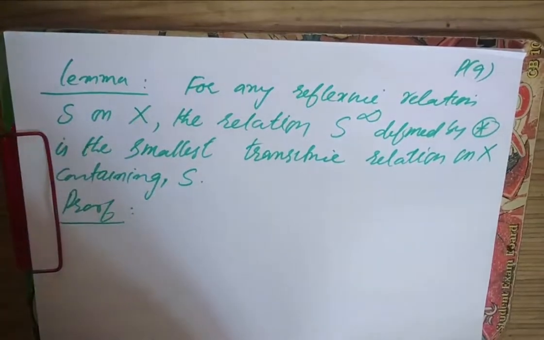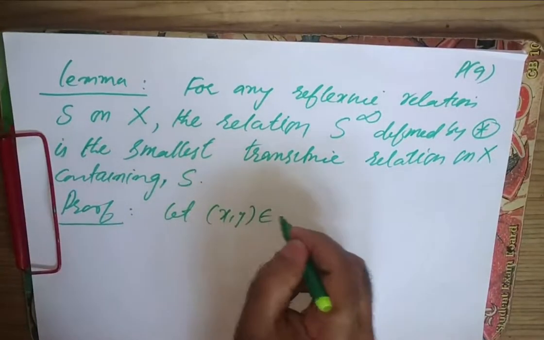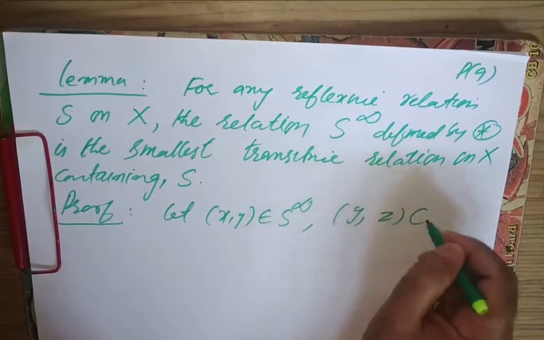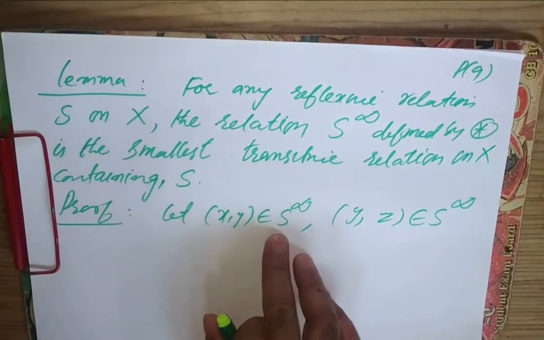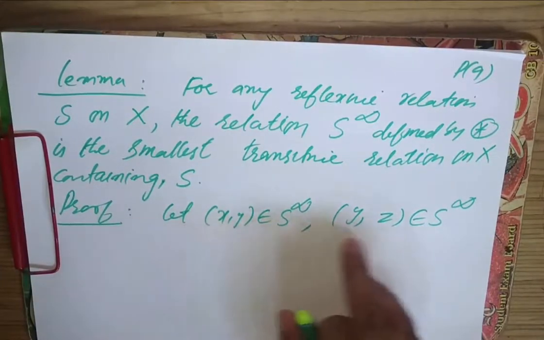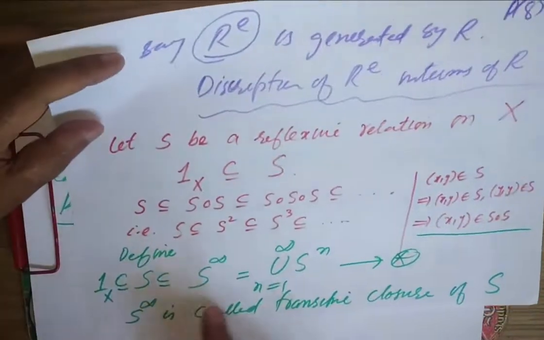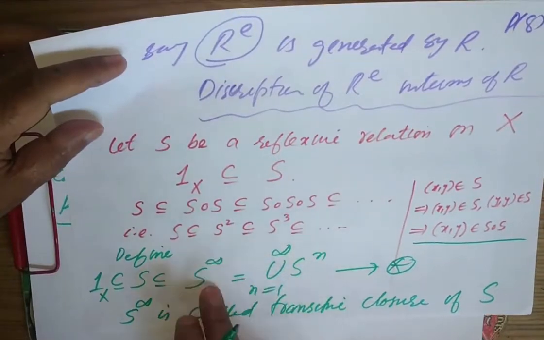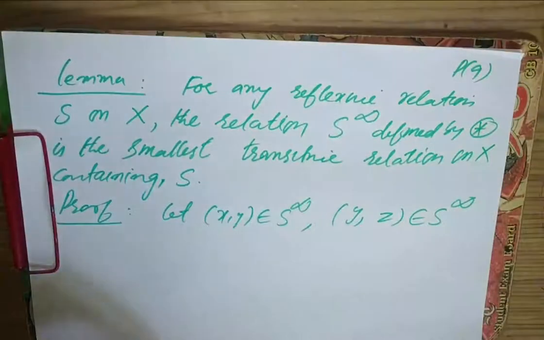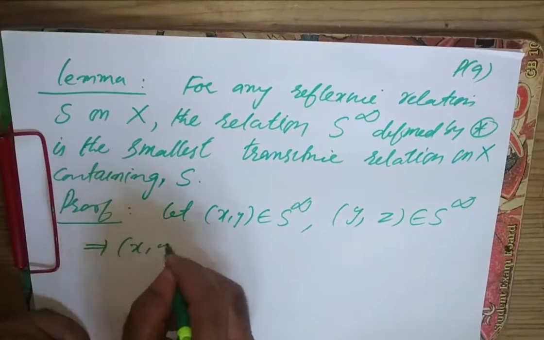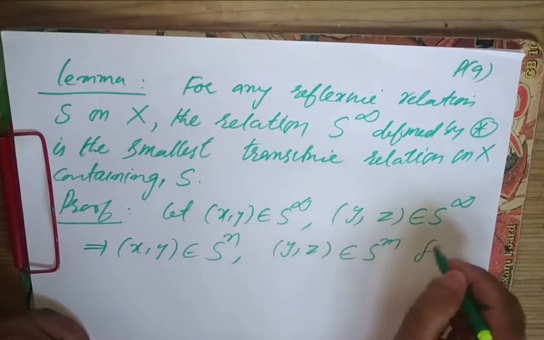So we need to prove it's transitive. Transitive means we take x, y belongs to S infinity, and y, z belongs to S infinity. We need to show that x, z belongs to S infinity. What's S infinity actually? It's the union of S n's, a union of compositions. So that means x, y belongs to some S n, y, z belongs to some S m.